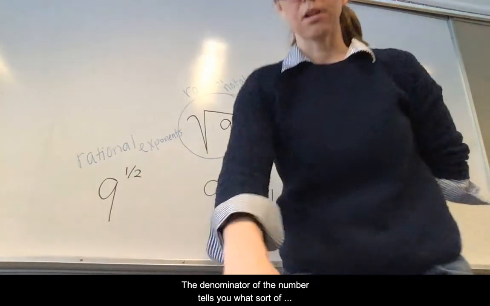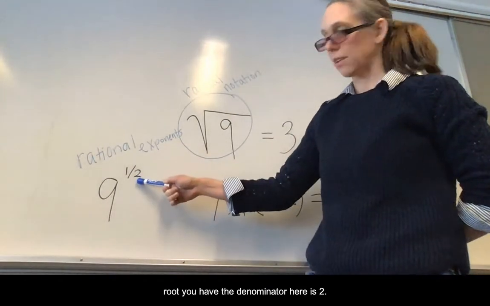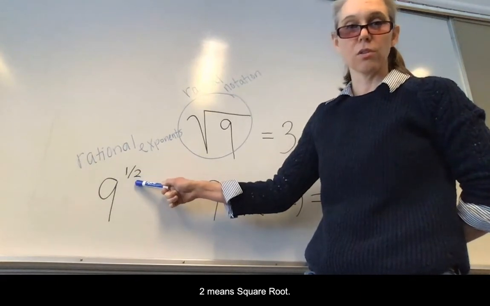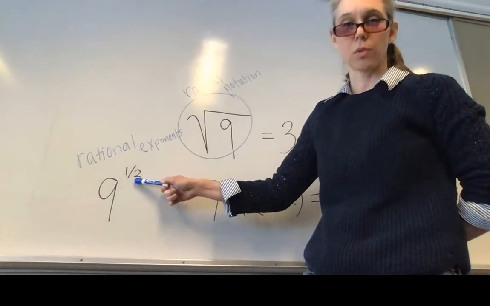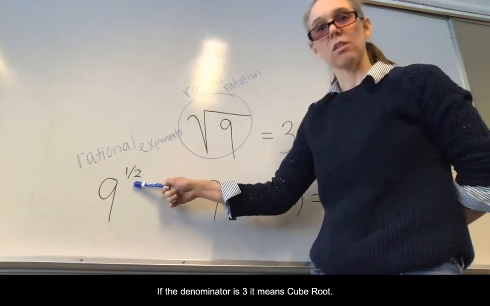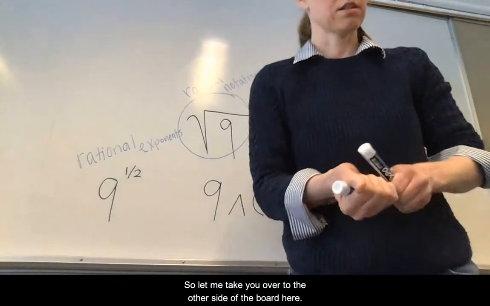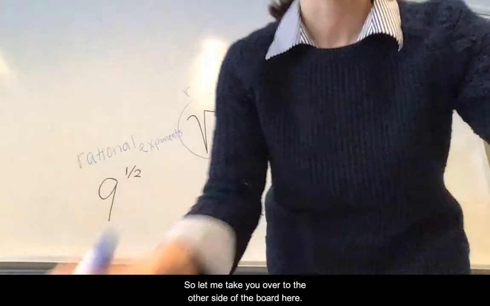That's why it's called a rational exponent. So the denominator of the number tells you what sort of root you have. The denominator here is 2. The 2 means square root. If the denominator is 3, it means cube root. Let me take you over to the other side of the board here.